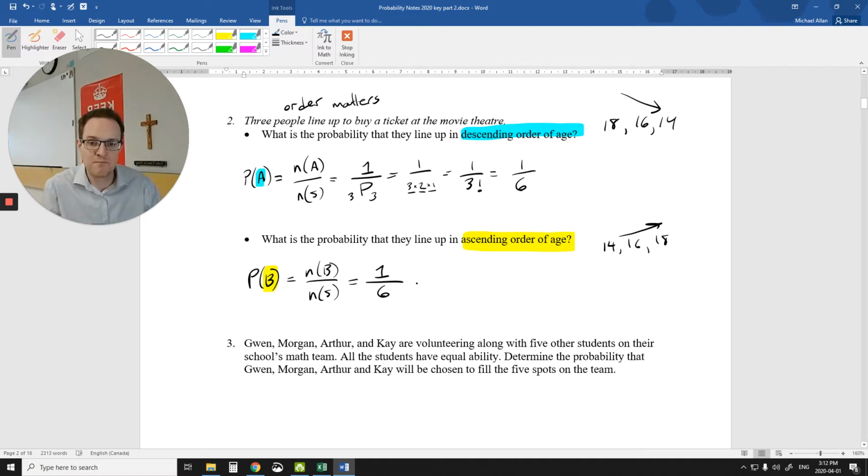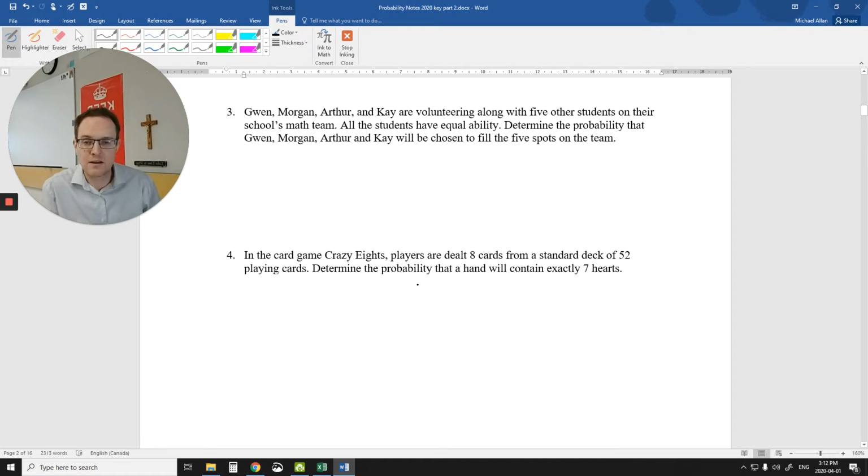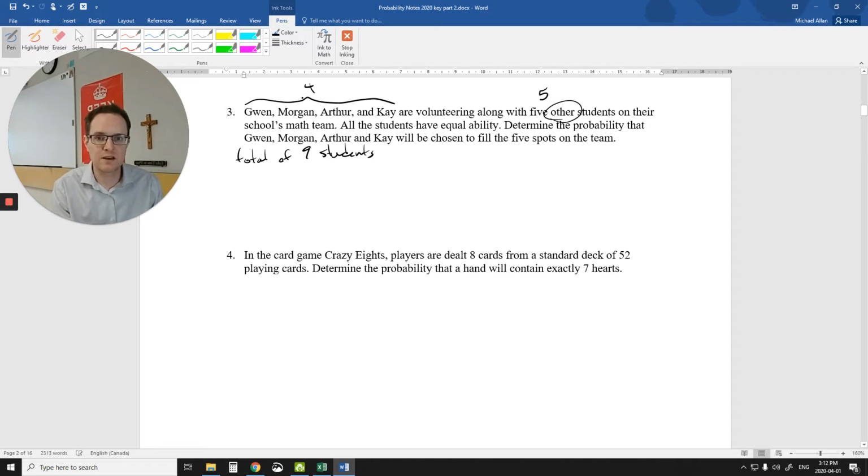All right. Now, Gwen, Morgan, Arthur, and Kay volunteer among 5 other students. So the key here is other students. So these 4 and these 5 add up to a total, which might be useful, of 9 students. They're volunteering to go on the school math team. It doesn't look like there are any key positions here, so order doesn't matter. So I'm just going to put that in here. Order does not matter.